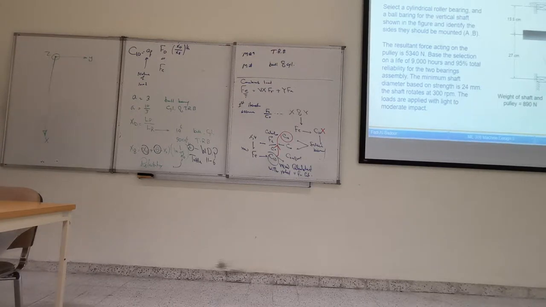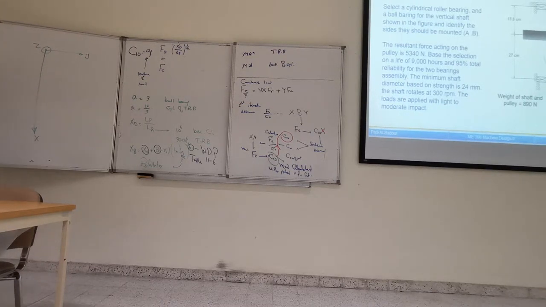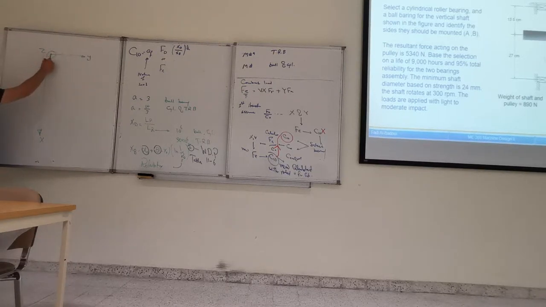Let me use a different color to draw the shaft. Is the free body diagram for the shaft or the pulley? For the shaft, because I want to determine reaction loads on the shaft. So this is my shaft. This is point A, and this is point B.